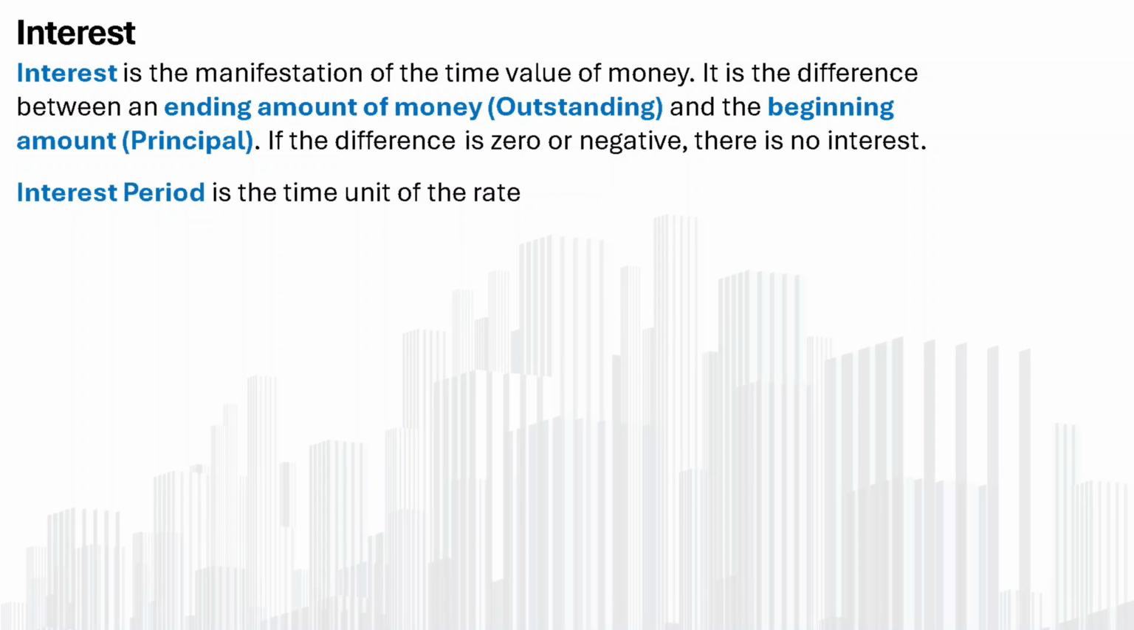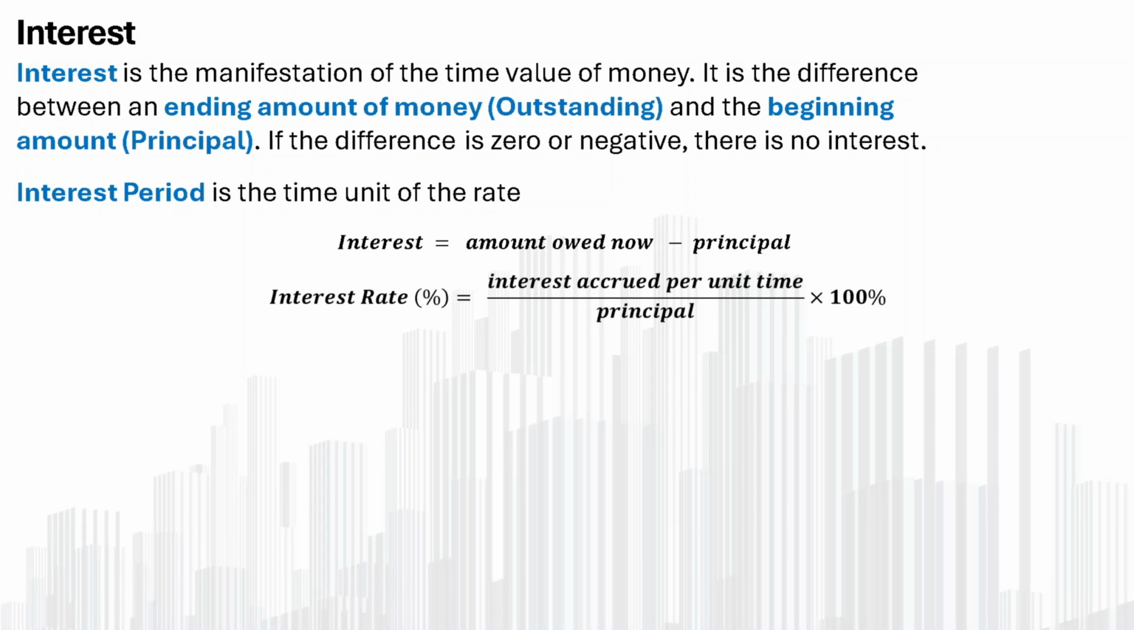The interest period, like I mentioned in the previous slides, is basically the time unit of the rate. And here's the formula. Interest is the amount owed now minus principal. The interest rate is simply the interest accrued per unit time divided by principal, as a percentage.